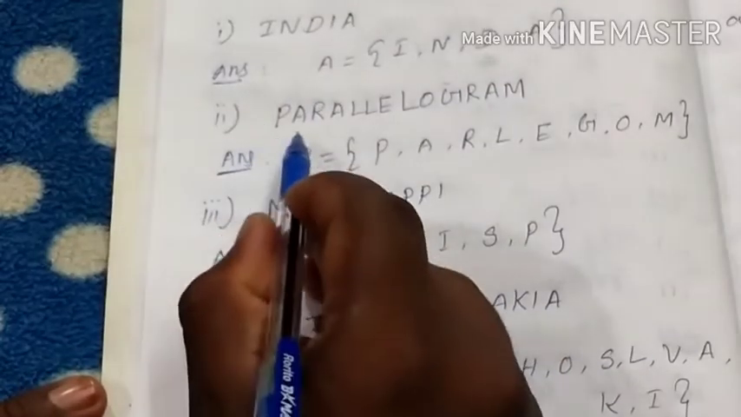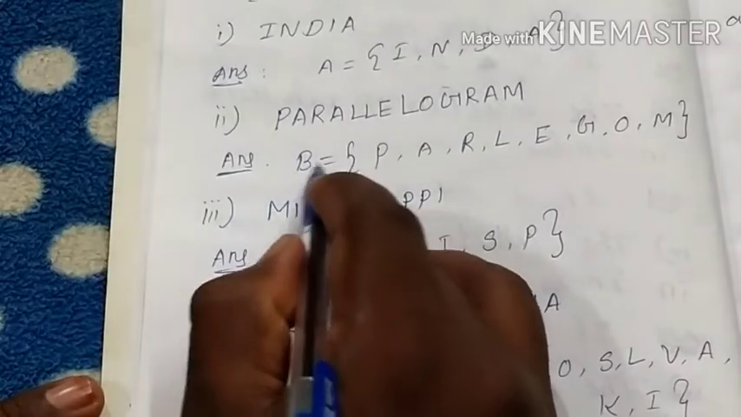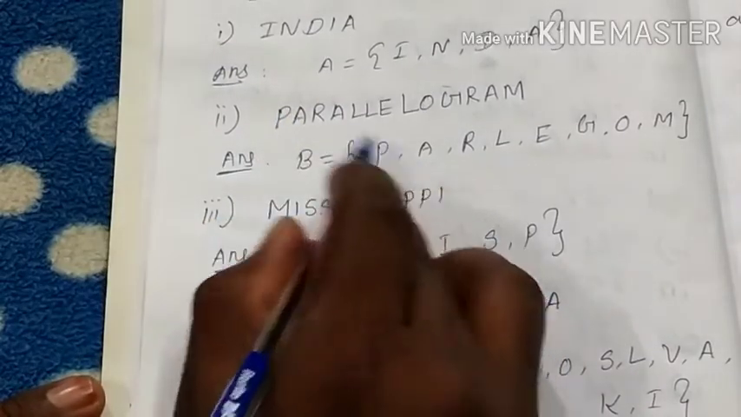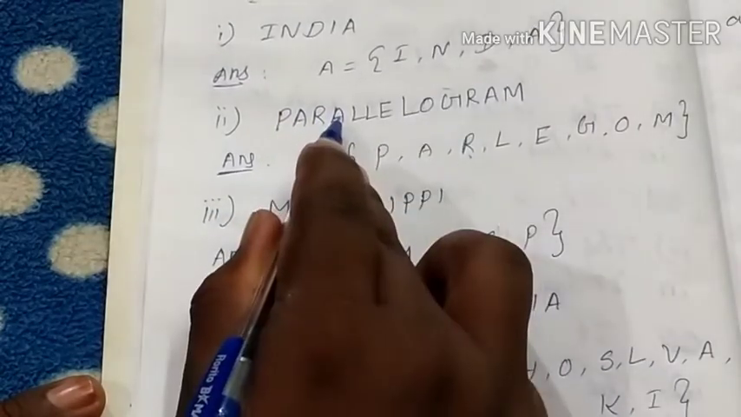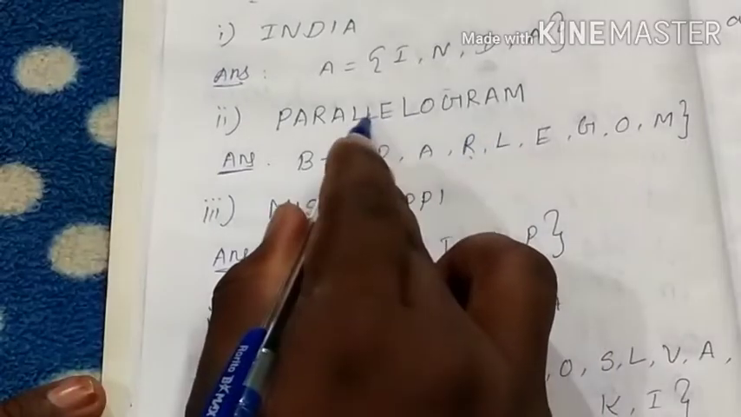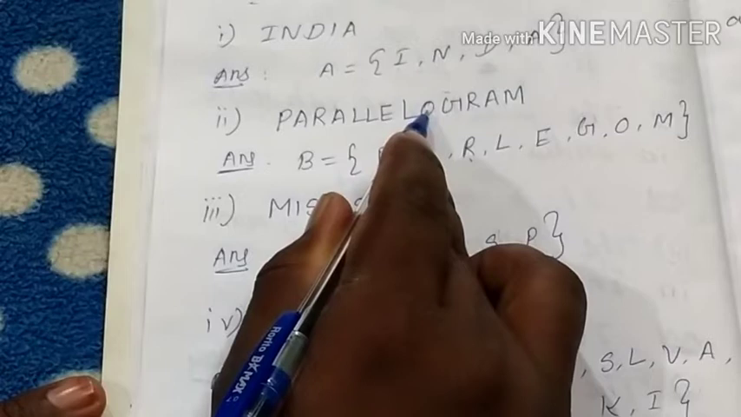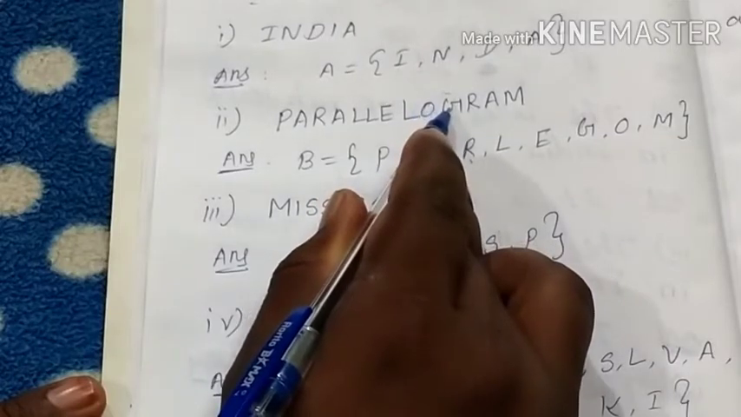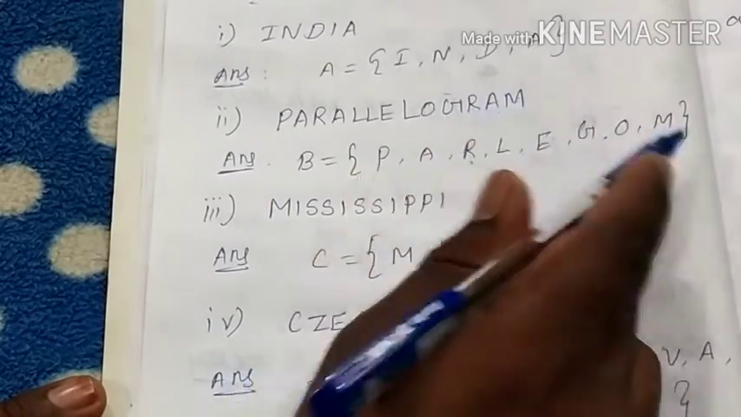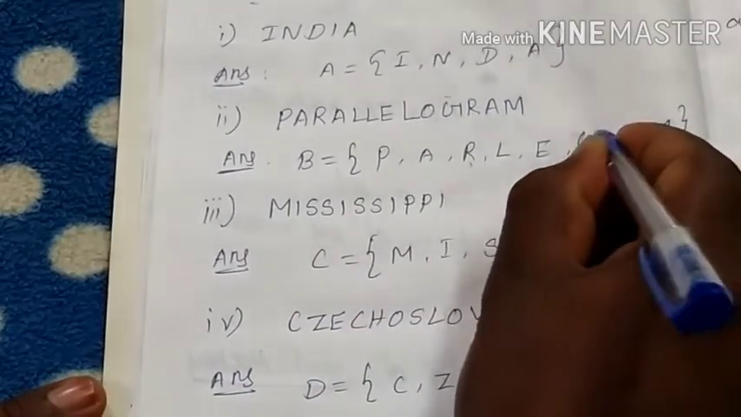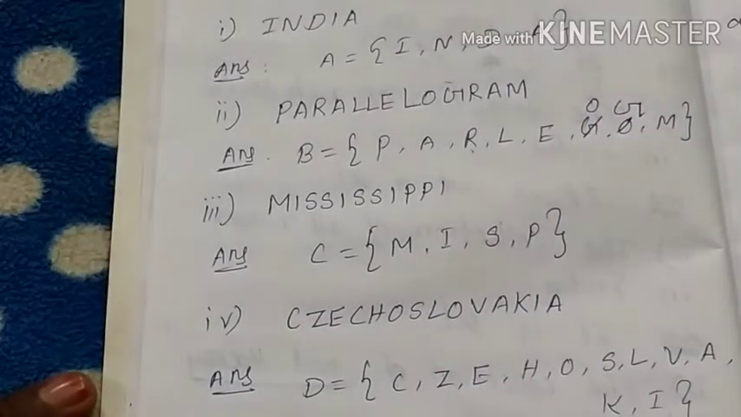Then the second question is parallelogram. Now define the set B. B is equal to the set of all the letters. List out the letters: P, A, R. A already exists. Then L, L also exists. Then E. Then O, G, R. R already exists. A also exists. M. Okay, here rewrite this: write O and G in order.